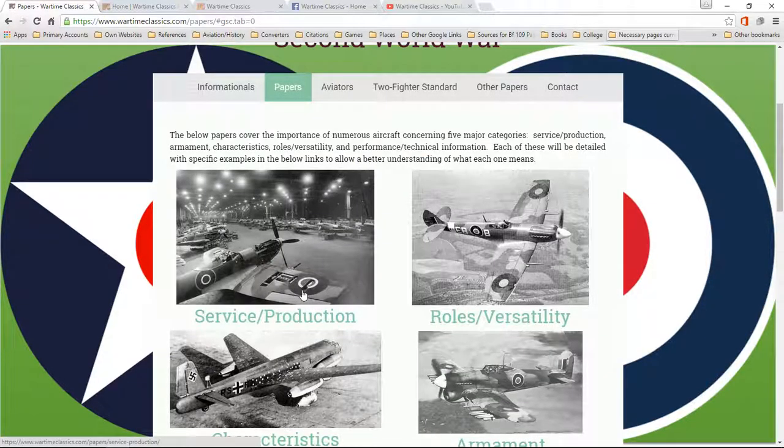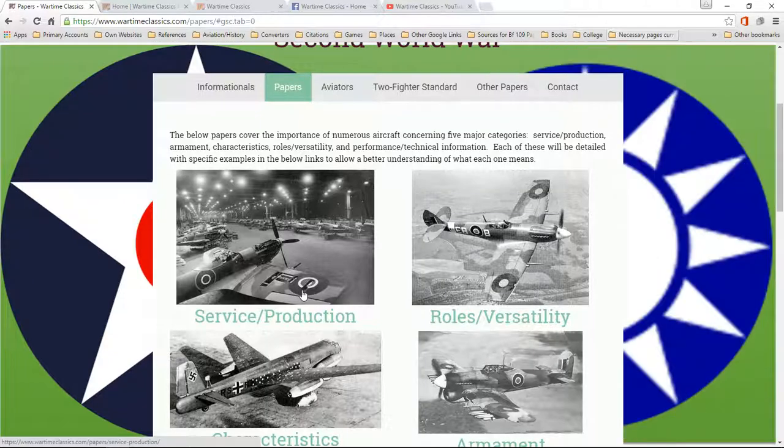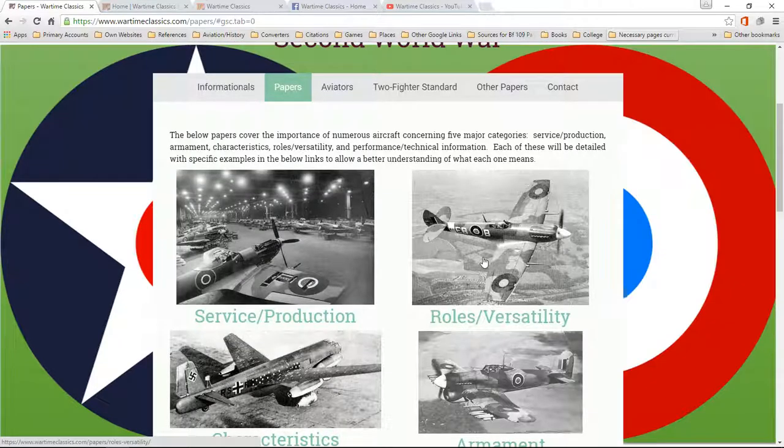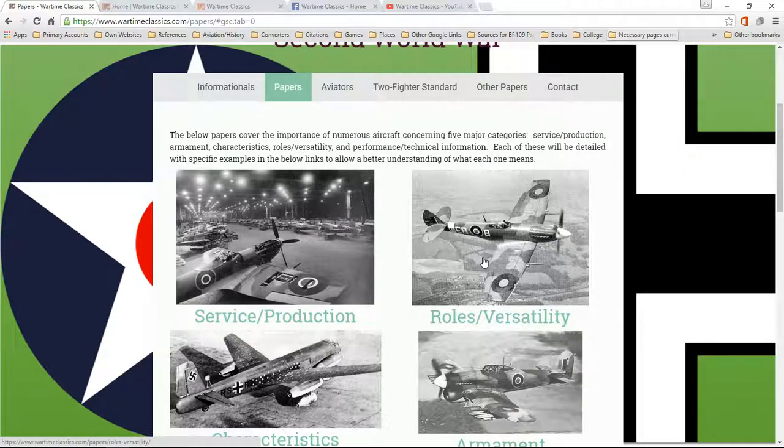This one has 5 sections that I'll be analyzing. The first one is service production, which covers how many of them were built, where did they serve, how well did they serve, generally speaking. The second one is roles versatility. This one covers more how many roles did the aircraft take, and how well did it serve in those roles, specifically.